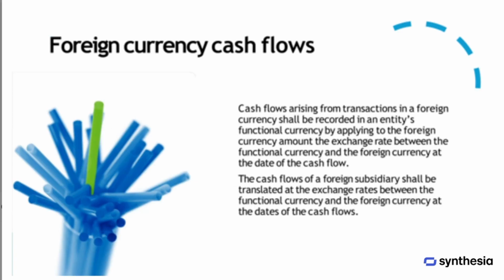Cash flows arising from transactions in a foreign currency must be recorded in an entity's functional currency by applying the exchange rate between the functional currency and the foreign currency at the date of the cash flow. For the cash flows of a foreign subsidiary, these should be translated at the exchange rates between the functional currency and the foreign currency at the dates of the cash flows. This ensures that foreign currency transactions are accurately reflected in the financial statements in the functional currency, providing a clearer picture of the entity's cash movements.